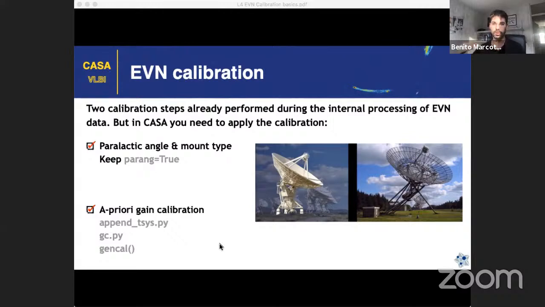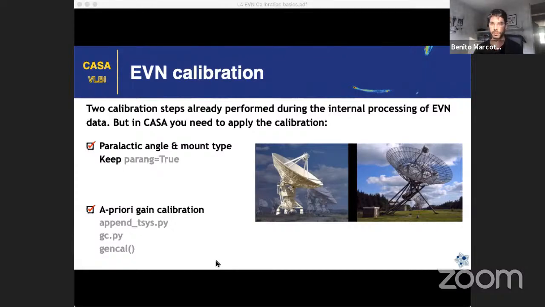And the second one is the a priori gain calibration. So what's the real Jansky flux level of your amplitudes recorded by the station? In AIPS, those two things were integrated in the data provided by the EVN, so you didn't need to care about those. In CASA, it's a bit different, just for the moment. So for the parallactic angle, you always need to keep in mind that you need to set the parang flag equal to true, so you are considering this effect. And then yesterday, Mark already mentioned how to apply the gain calibration from the values that we provide, with some external scripts for now in CASA. So let's focus on this gain calibration.